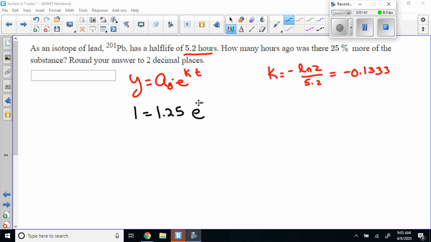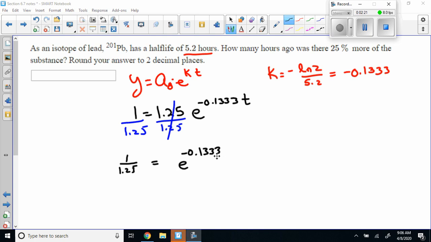Times e to the negative 0.1333, and we want to find t. Well, we're going to divide both sides by 1.25. That's the first thing we're going to do, because what we want to do is isolate our exponential e. So we're going to have 1 over 1.25 equals e to the negative 0.1333 t.